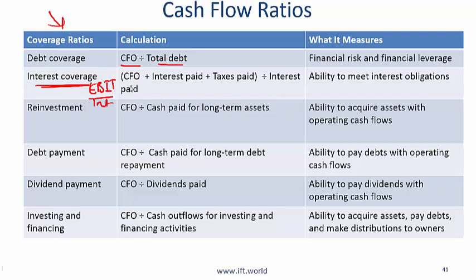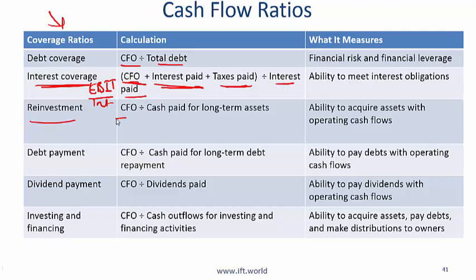Now when we look at the cash flow statement, instead of EBIT, we say CFO plus interest paid plus taxes paid. The reason is that if you think about EBIT, this is a number that is calculated before interest and before taxes. However, CFO is calculated after interest and after taxes. So to make it comparable with EBIT, we need to add back interest and add back taxes. And then with the regular interest coverage ratio, we divide by interest expense. If we are looking at a cash flow ratio, then we divide by the actual interest paid.